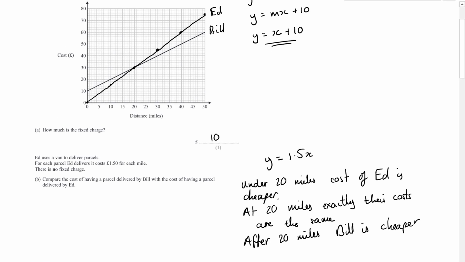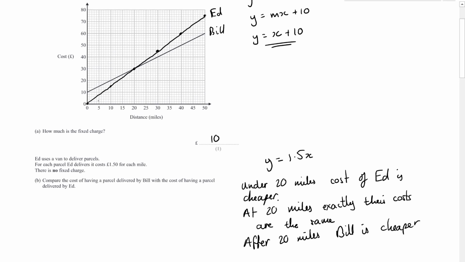And this is because for up to the first 20 miles, Ed corresponds to a lower cost until we get up to 20, where they're exactly the same. This is where they cross over. And then after that, Bill is a lot cheaper than Ed.